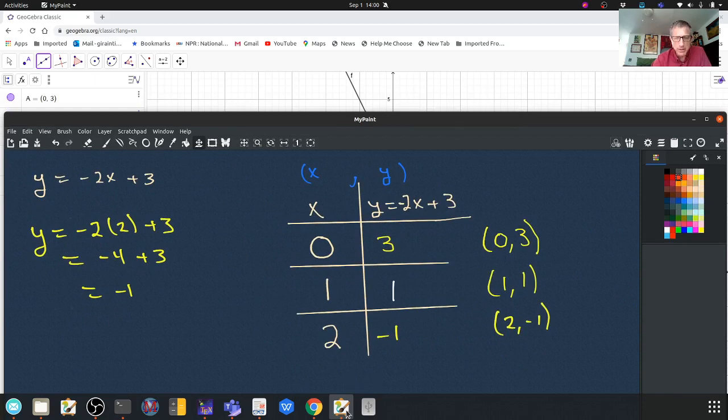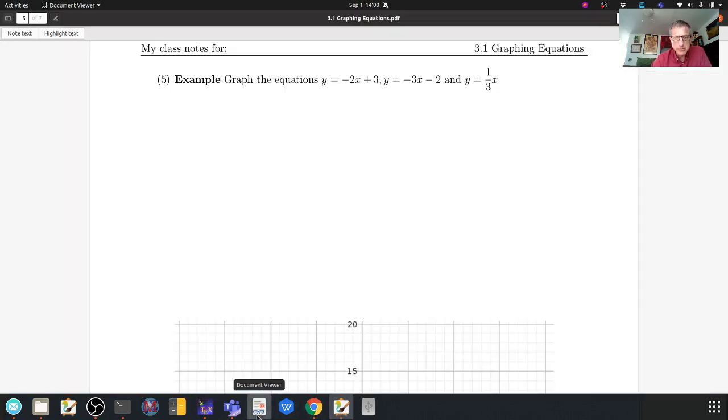So let's do another one. So now let's do y is equal to minus 3x minus 2. So y is equal to minus 3x minus 2.